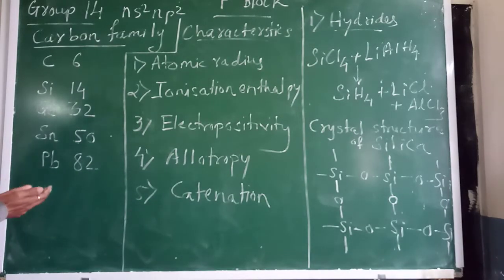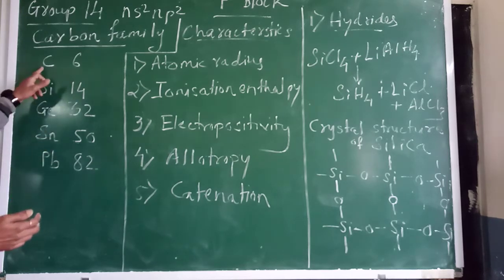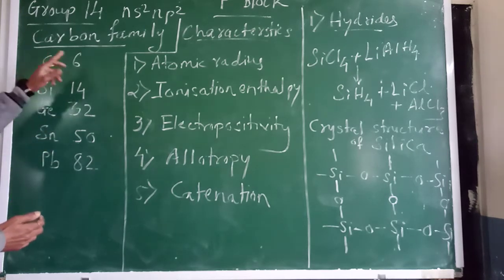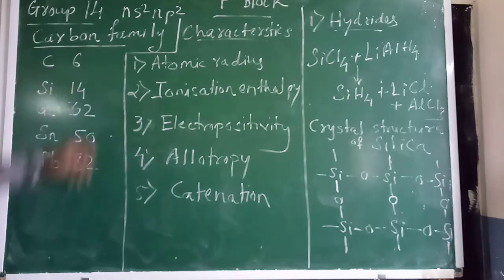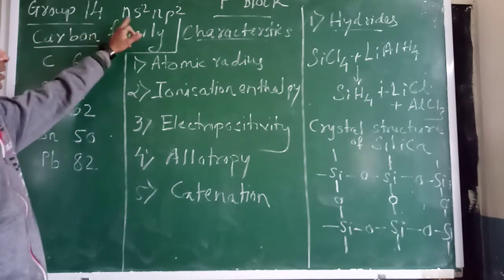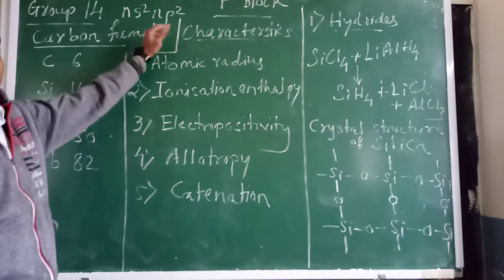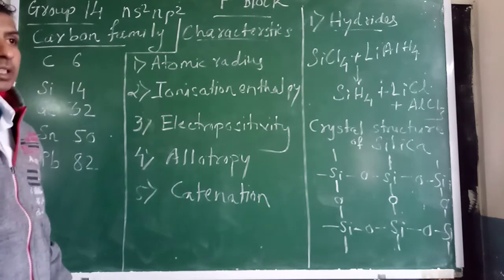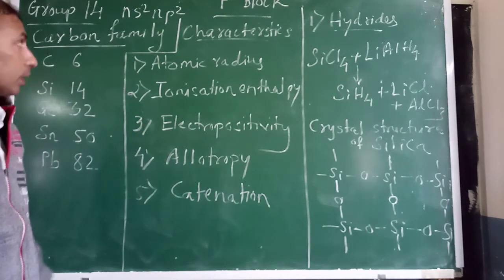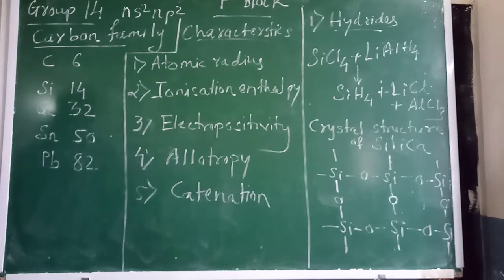Group 14 elements, the first element is carbon, that's why it is called the carbon family. The general electronic configuration is ns2 np2. These are the members of the carbon family: carbon itself, and then silicon, germanium, tin, lead, with their atomic numbers.